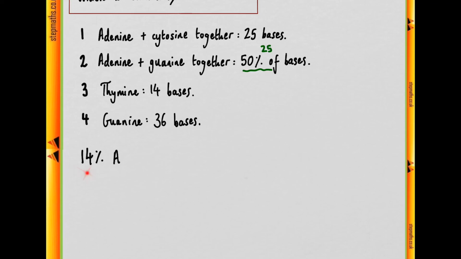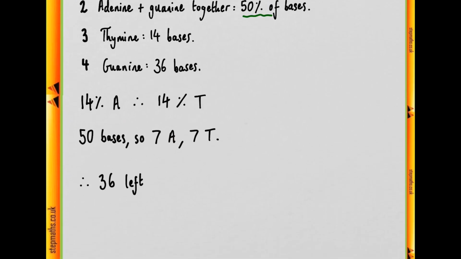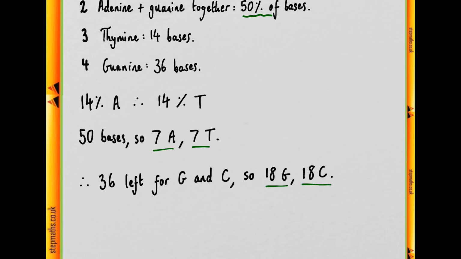Okay, so we've got 14% adenine. Well, that must mean, since adenine pairs with thymine, there must be 14% thymine. We've got 50 bases in total, so we can just halve that to find the number of adenine and thymines, because 14% of 50 is 7. Okay, so now that we've worked that out, we've got 36 bases left, because these two add to 14. Those 36 bases must all be guanine and cytosine, and they must be equally divided between the two. So we've got 7 adenines, 7 thymines, 18 of both guanine and cytosine.